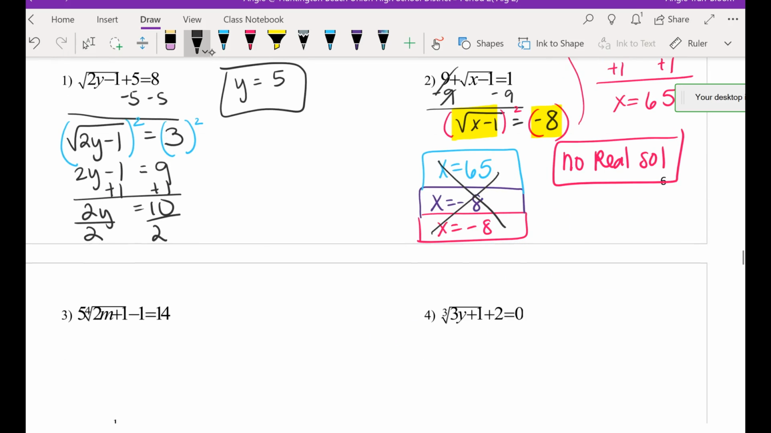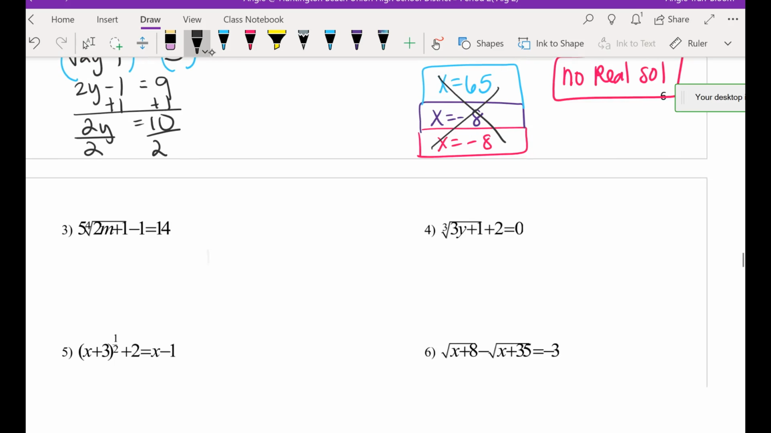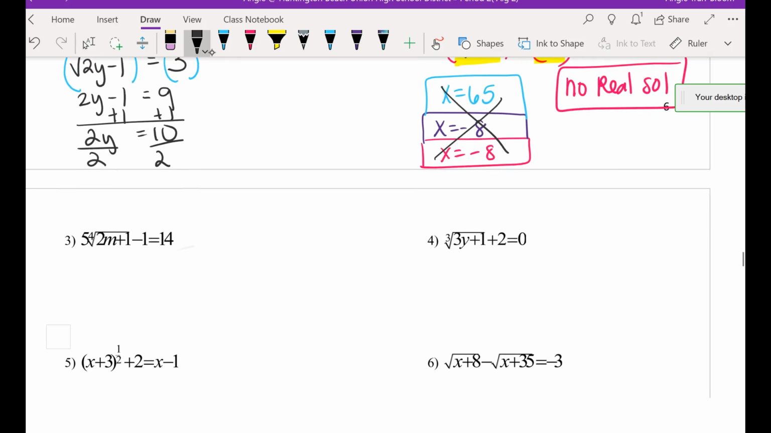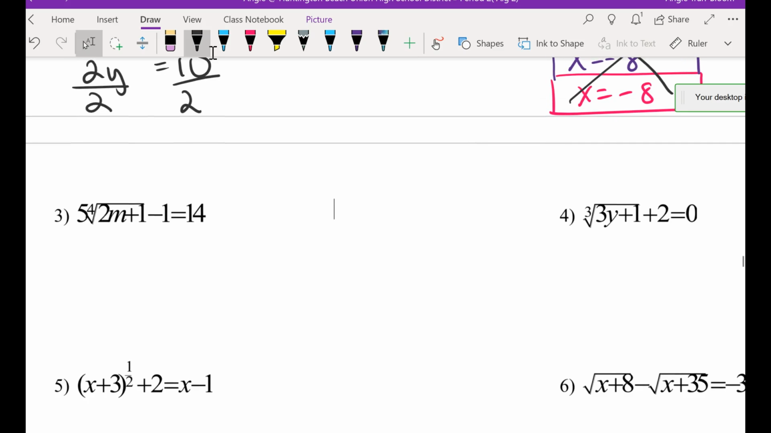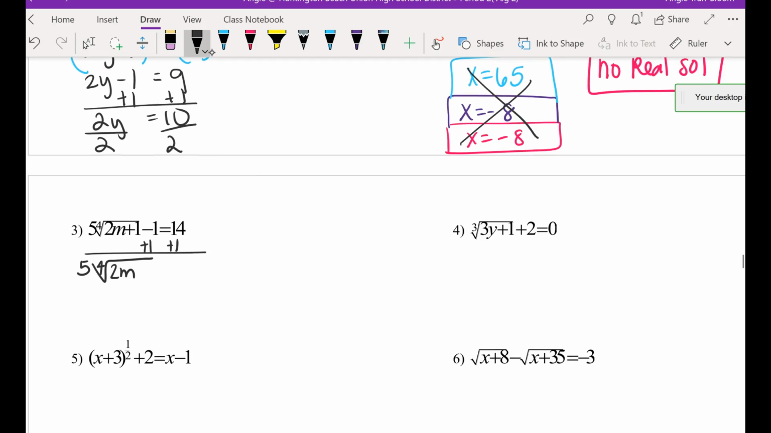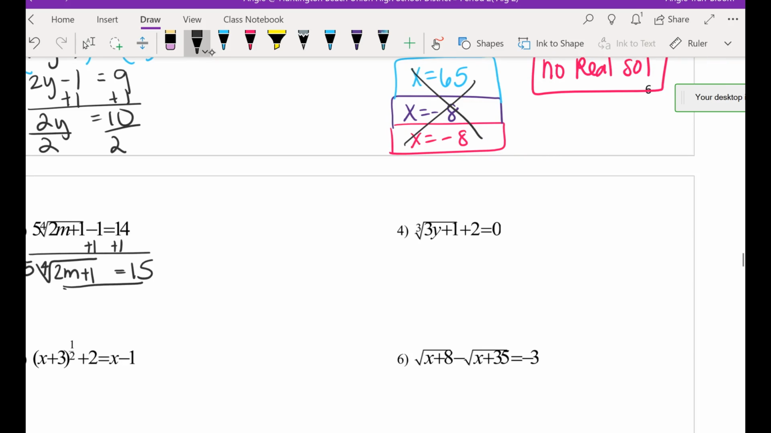Okay, number 3. McKenna, how do we isolate your radical? Add 1. Very good. So here we go: 5 fourth root of 2m plus 1 equals 15. What do you do next, Roger, to isolate the radical? Divide by 5. Perfect. Divide by 5.